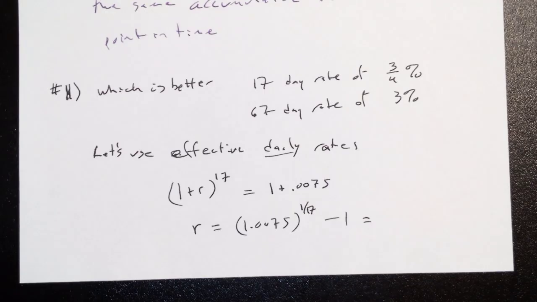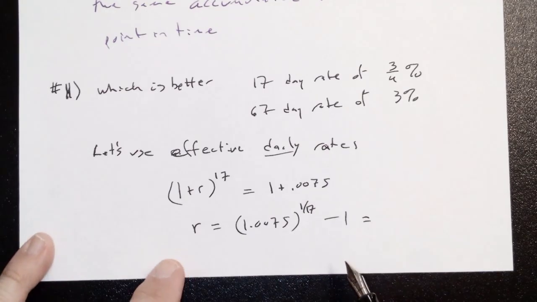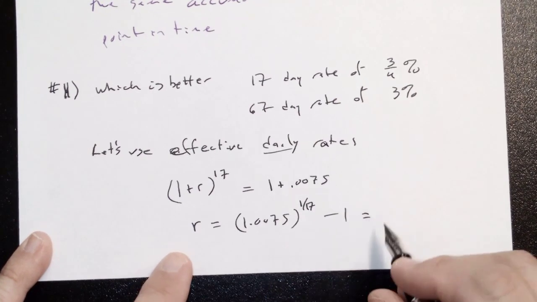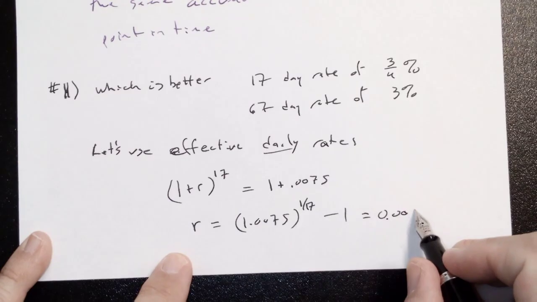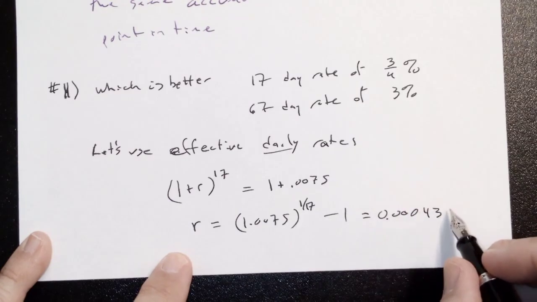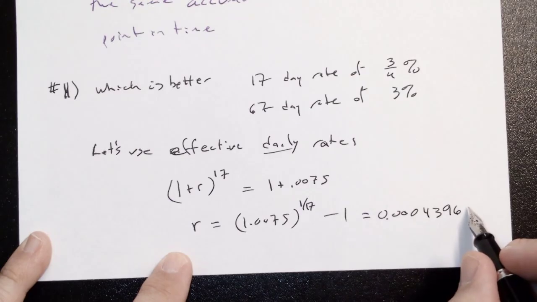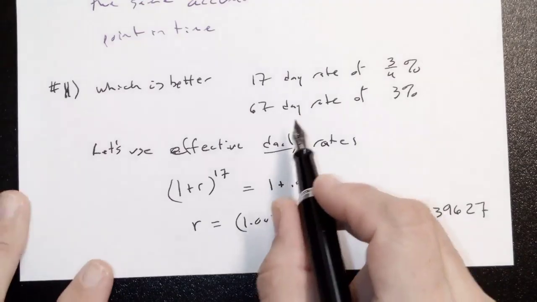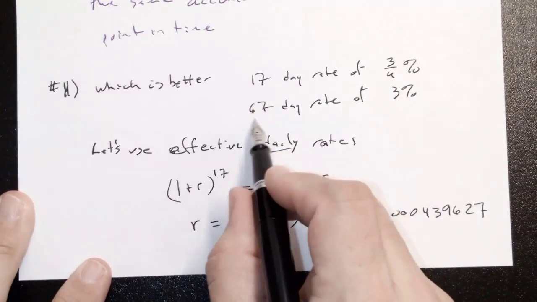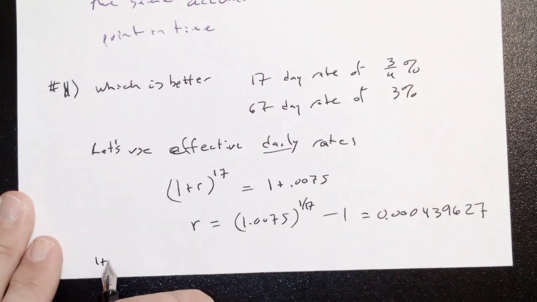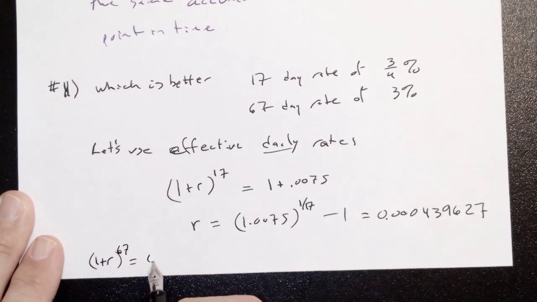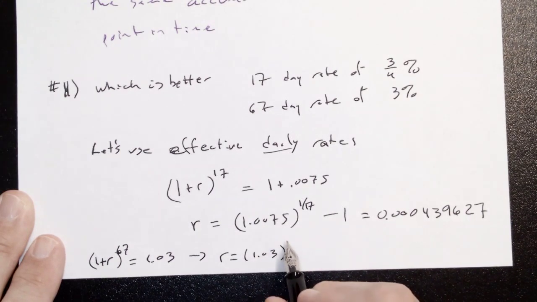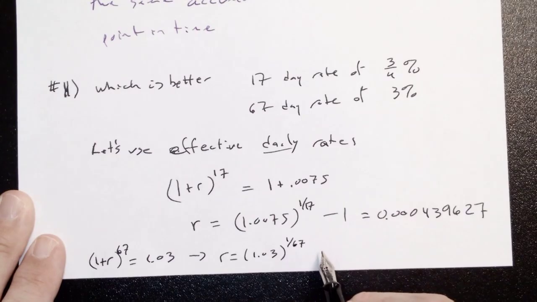There's one. Your call. Okay. It's 1.0004396 27. Great. You'll notice you said 1. I had already written down minus 1, so I just took it off anyway. Still works. Let's do the other one. The other one is going to require a 1/67th power. 1 plus R to the 67 equals 1.03. So R is 1.03 to the 1/67 minus 1.